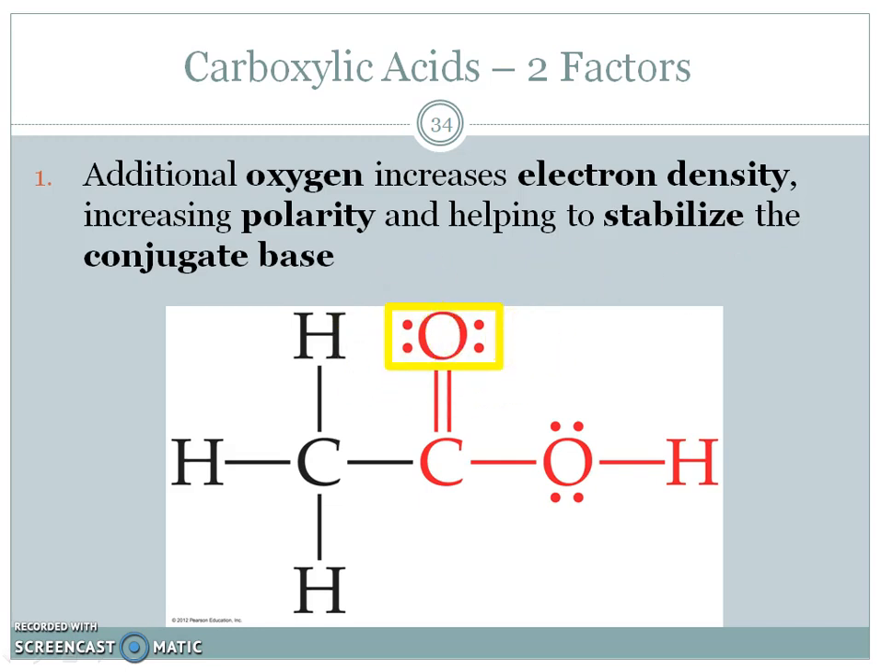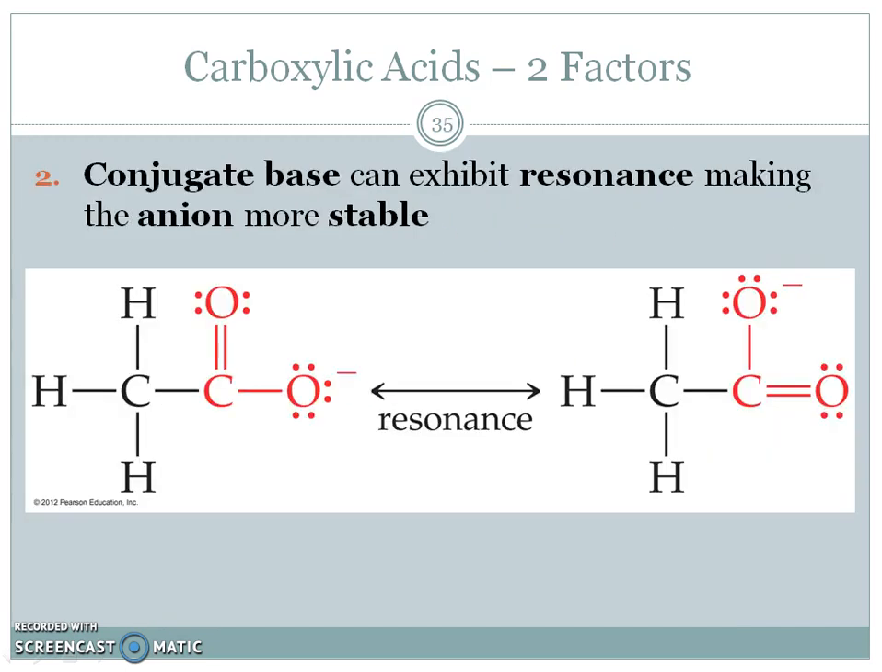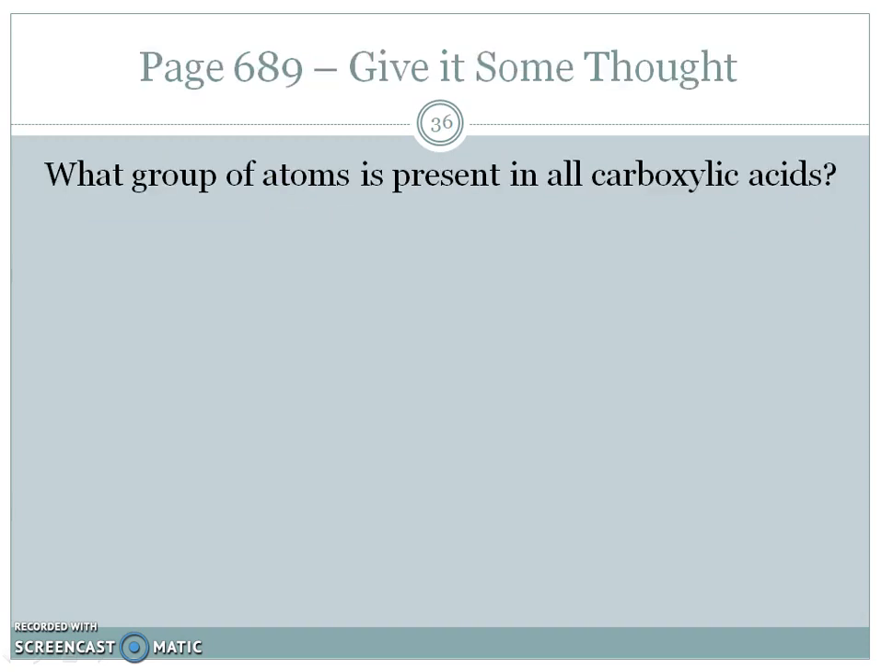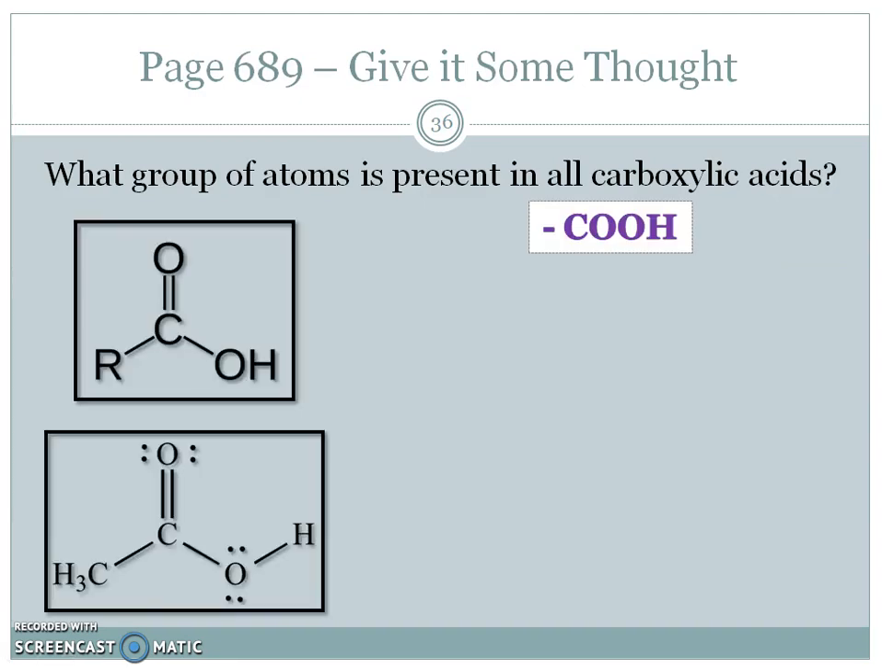So again, we're looking here at our electron density. So that conjugate base, though, can also exhibit resonance. And if that happens, okay, that means that it's making it more stable. It wants to be more of that conjugate base than the acid it originally came from. So again, give it some thought. Hopefully that makes sense because you know that functional group.